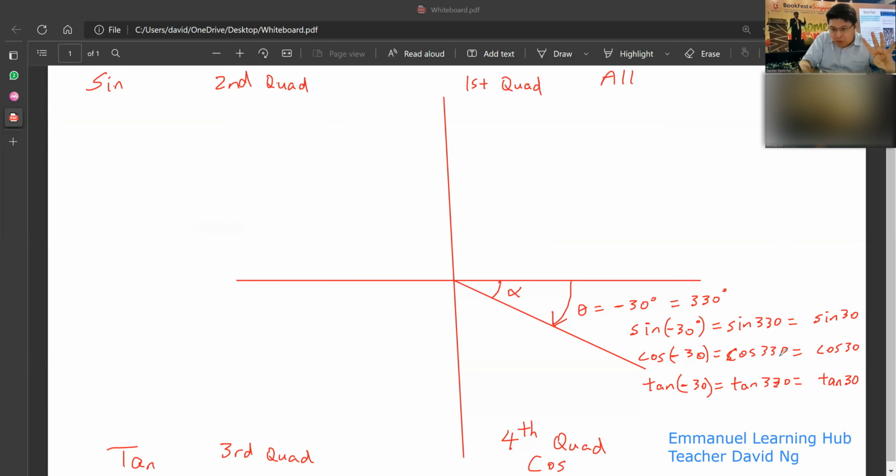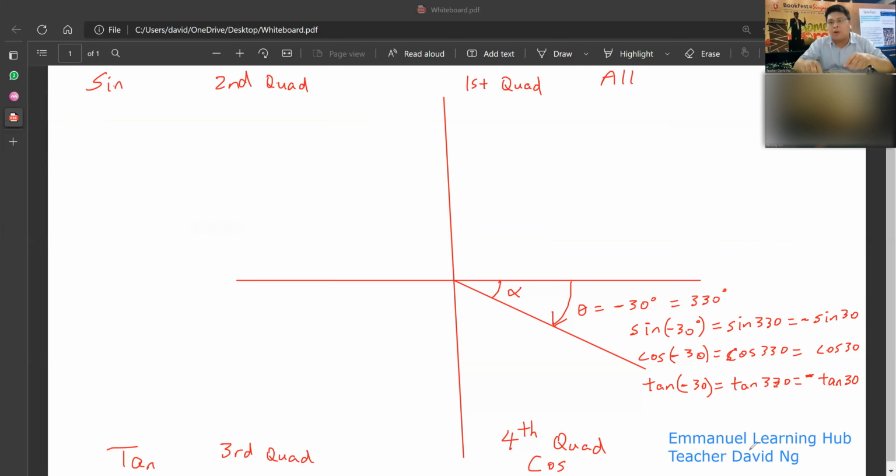Based on the positive value of your theta, you identify the quadrant that angle theta lies in. Make sense? Once you identify the quadrant, say it's the fourth quadrant, you know that only cosine is positive, so the rest of the trigo functions are all negative. That's how you identify which trigo function needs a negative sign, through the quadrant.